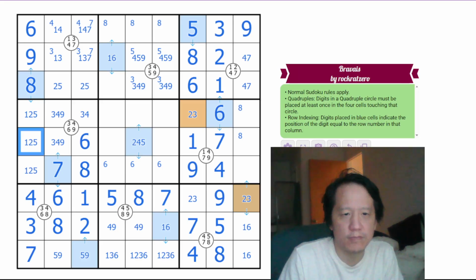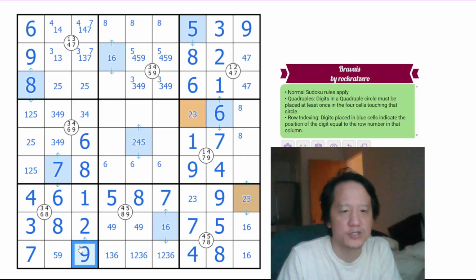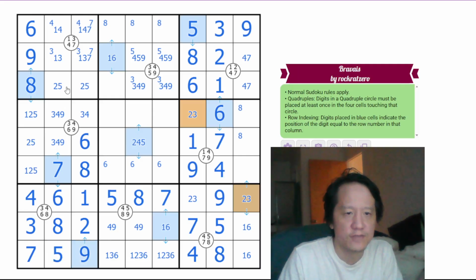This can't be 1. So we have 3 in the 8th position, which is correct. 6 in the 7th position, which is correct. 9 cannot be in the 5th position, so it must be in the 9th position. So this is 9, this is 5. This 5 eliminates 5 here, so that's 2, which makes this not 2. This is 5. 1 eliminates 1 here.